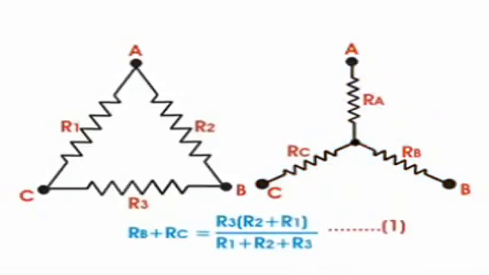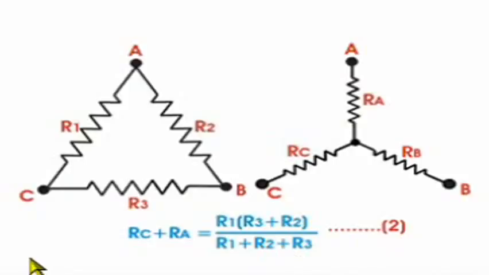Since the two systems are identical, resistances measured between points B and C in both of the systems must be equal. So, RB plus RC is equal to R3 into R2 plus R1 divided by R1 plus R2 plus R3, and say this is equation 1.